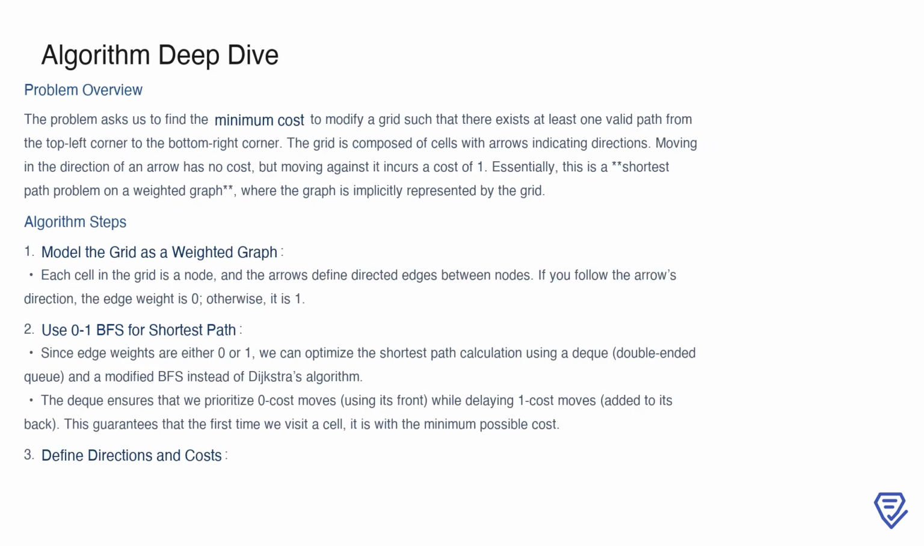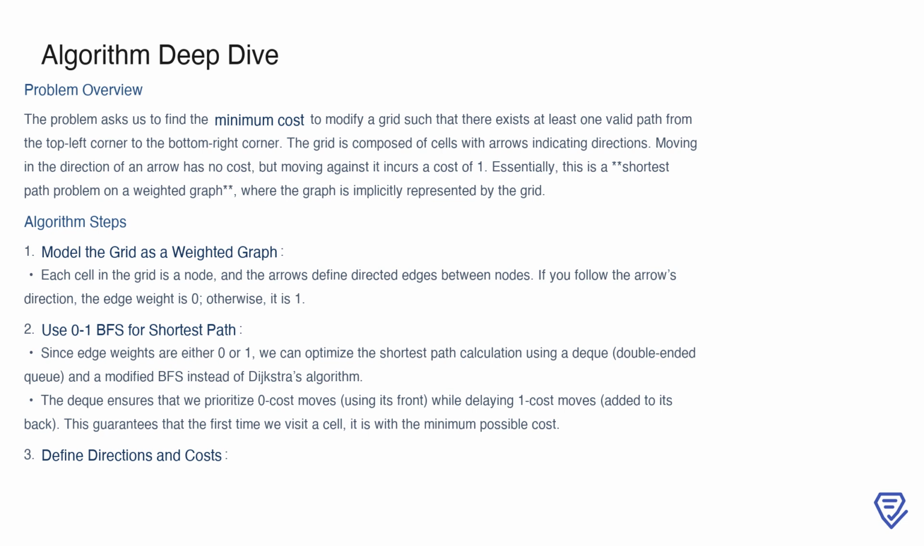The problem we're solving asks us to find the minimum cost to modify a grid in such a way that at least one valid path exists from the top left corner to the bottom right corner. The grid cells contain arrows that indicate movement directions. Moving in the direction of an arrow has no cost, but moving against the arrow incurs a cost of 1. This setup essentially translates the grid into a weighted graph, where each cell represents a node, and arrows define directed edges with weights of either 0 or 1.